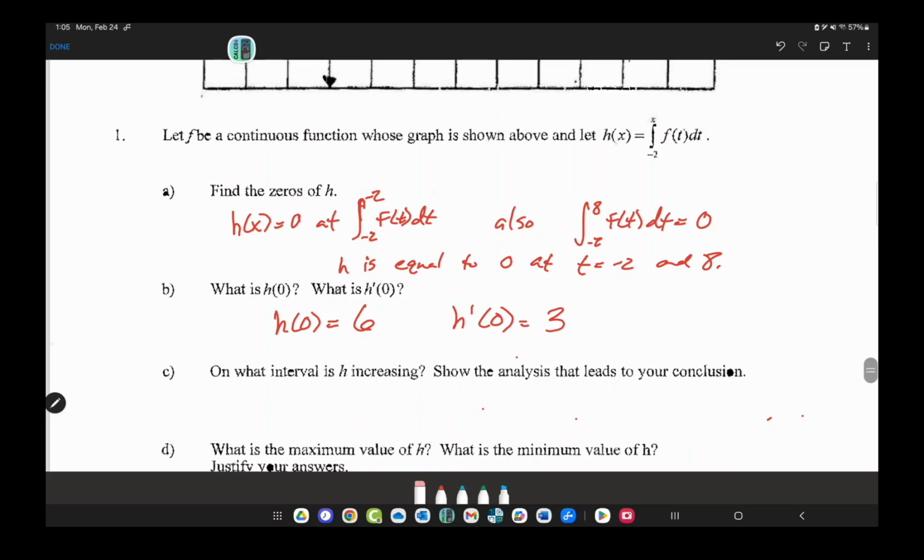All right, so what is h prime of 0? Another way to think of it is h prime of x is equal to f of x. So h prime of 0 is equal to f of 0. And that's again from the fundamental theorem of calculus. If we took the derivative of this, we would just get f of x.